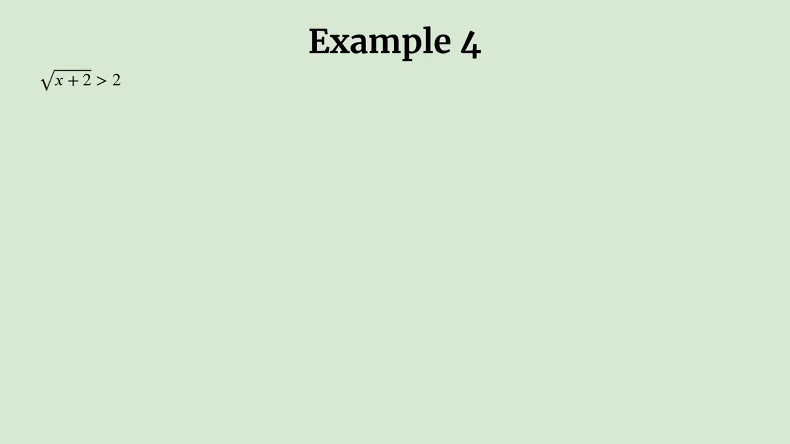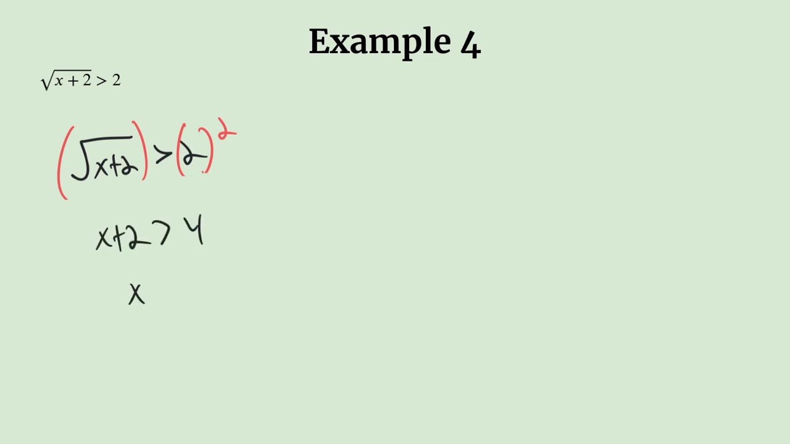So then with radicals, it's also pretty straightforward. The square root of x plus 2 is greater than 2. Square both sides. We get x plus 2 is greater than 4. So x is greater than 2.